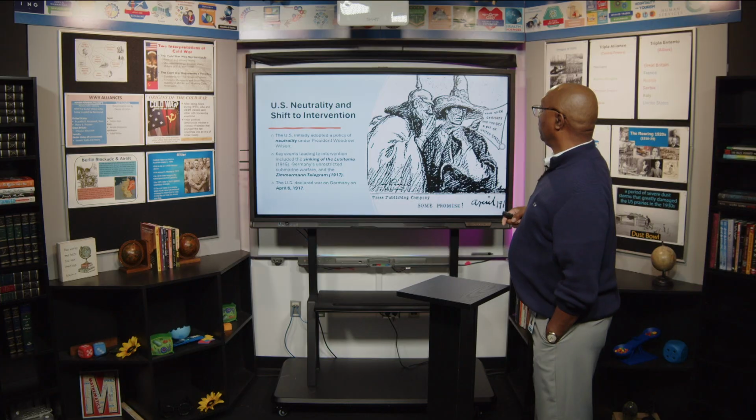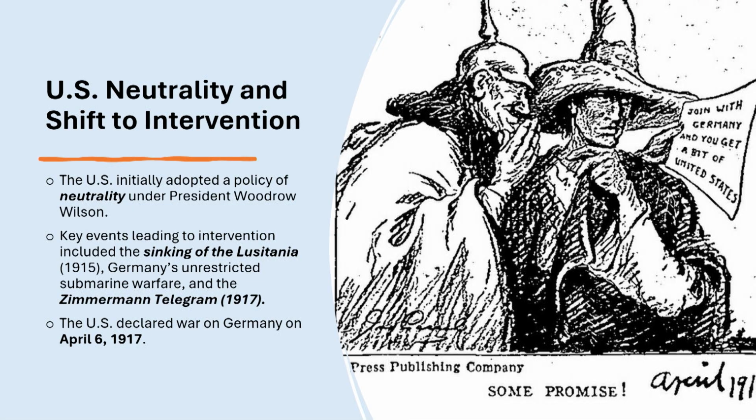U.S. neutrality and shift to intervention. Now, at the beginning of World War I, the United States of America was not involved. It was a policy that we adopted of neutrality under President Woodrow Wilson. Key events leading to intervention included the sinking of the Lusitania, Germany's unrestricted submarine warfare, and the Zimmermann Telegram in 1917. And in the Zimmermann Telegram, what basically happened is what you see here, of course, in the cartoon.